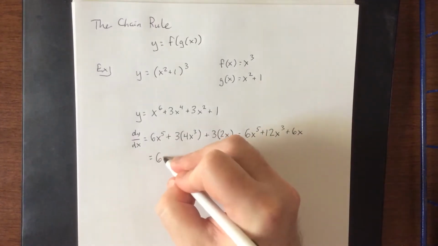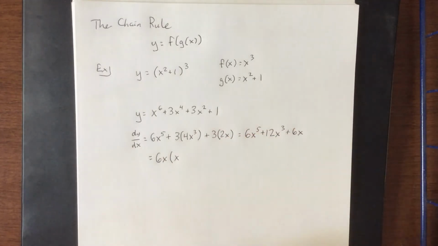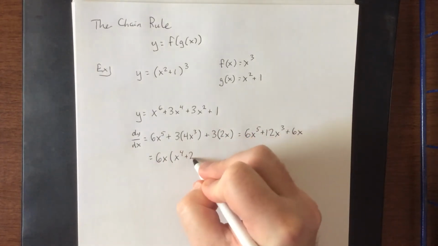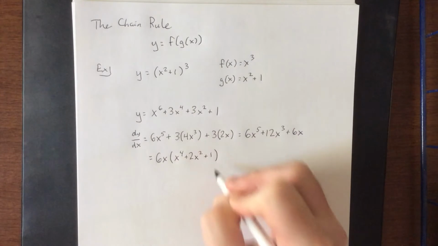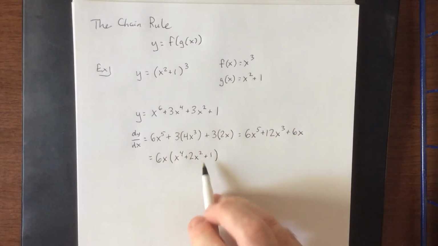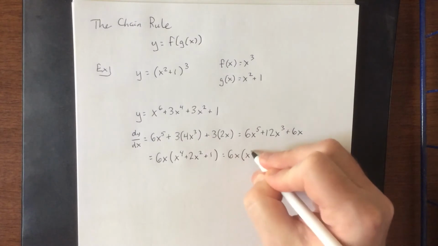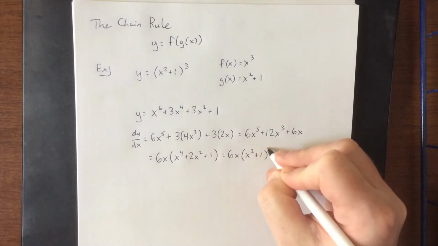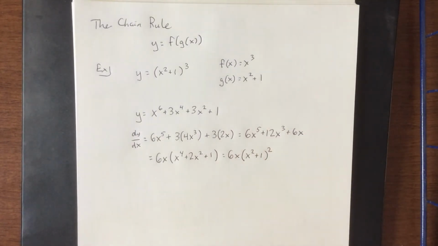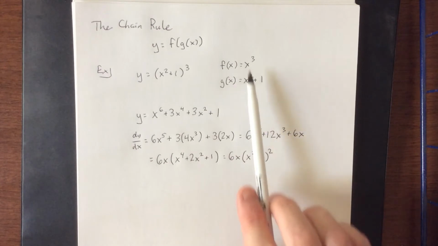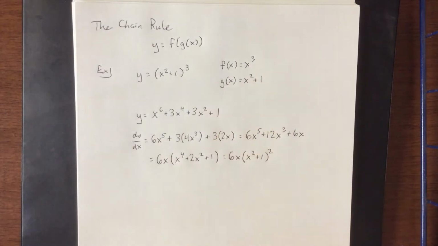And just because it's a cool thing to do, this actually factors really nicely. If we factor out a common factor first of 6x, the remaining part would be x to the fourth plus 2x squared plus 1. Now what remains after factoring out the greatest common factor actually factors itself really nicely as well. That's (x squared plus 1) quantity squared. So how does this derivative relate back to talking about these things as compositions of functions?